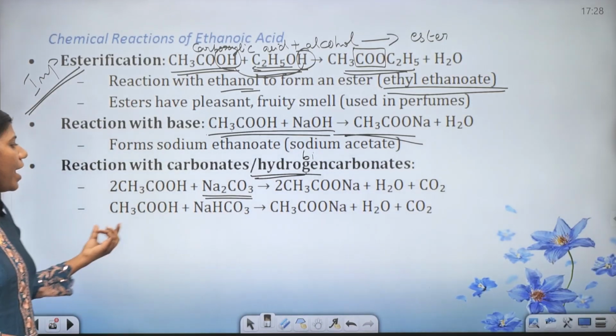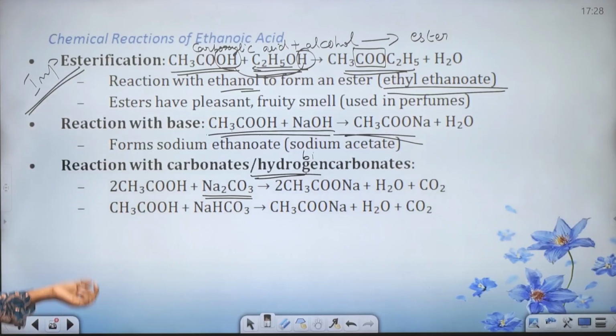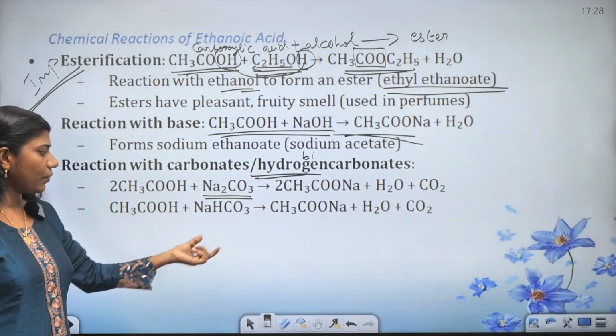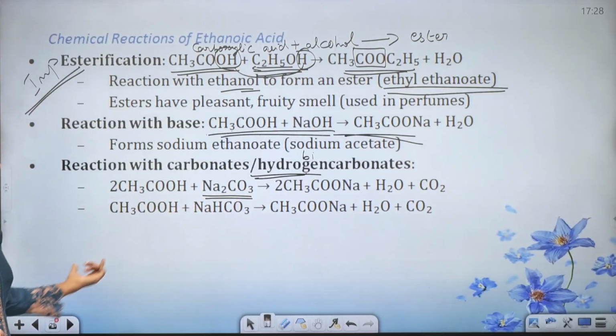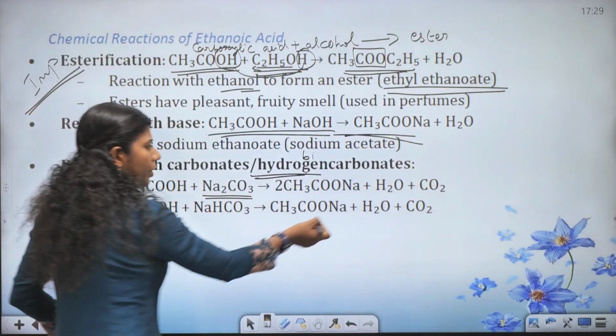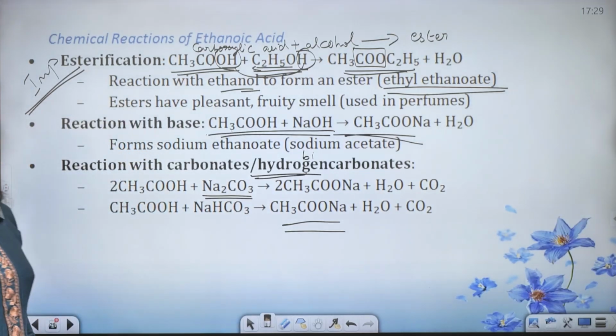And also ethanoic acid reacts with NaHCO3. NaHCO3 is sodium bicarbonate, also known as sodium hydrogen carbonate, to form sodium acetate or sodium salt of ethanoic acid, water and carbon dioxide gas.